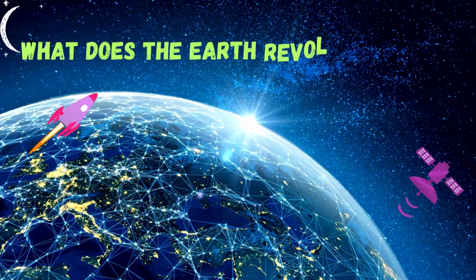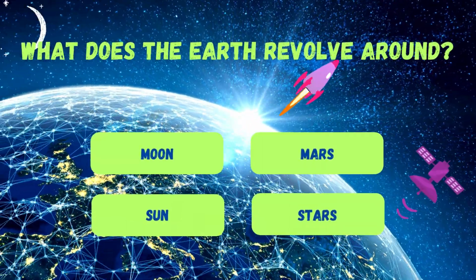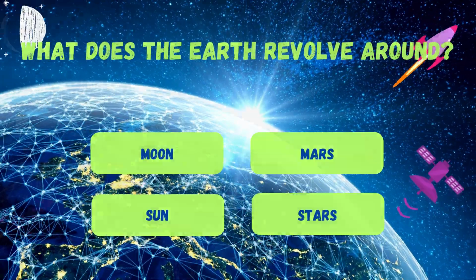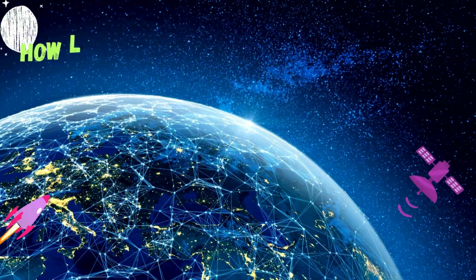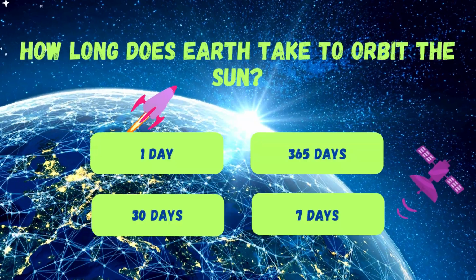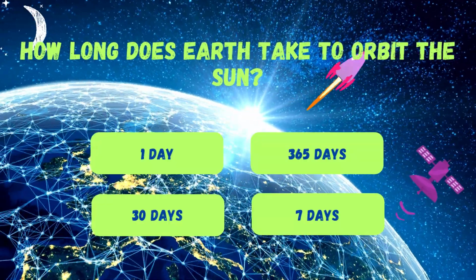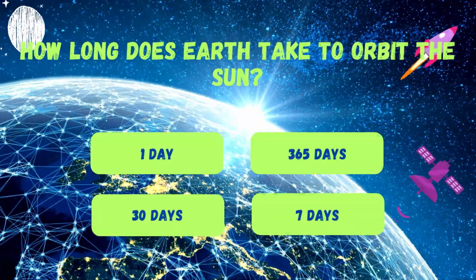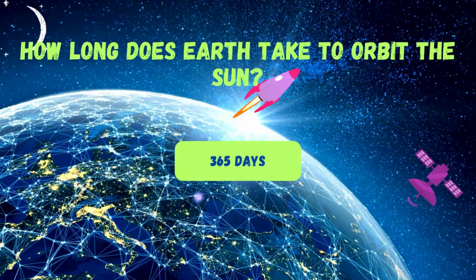What does the Earth revolve around? Is it Moon, Mars, Sun or stars? Earth revolves around the Sun. How long does Earth take to orbit the Sun? 1 day, 365 days, 30 days or 7 days? It takes 365 days for Earth to orbit the Sun.